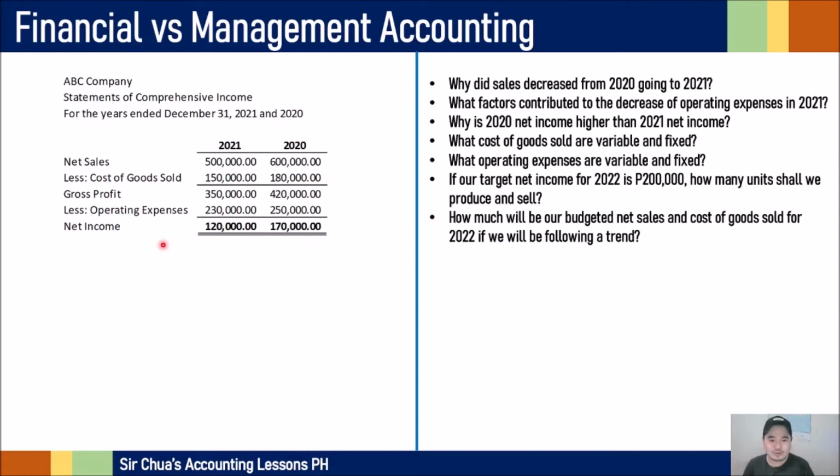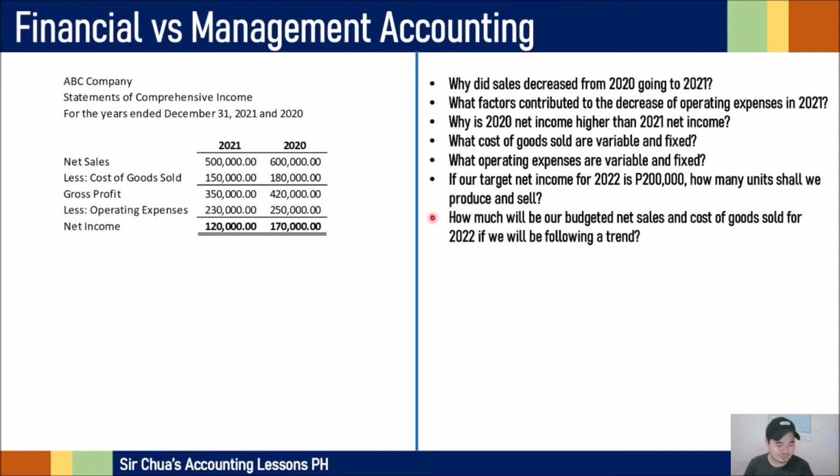However, in management accounting, this is where the questions enter because we are putting emphasis on the future, no? Into the future of the entity. Like those questions: if our target net income is 200,000, how many shall we produce and sell? If our budgeted net sales and cost of goods sold for 2022 is being asked, shall we follow a trend? So that's how management accounting works. These are questions that are being asked inside the entity by the owners and managers.